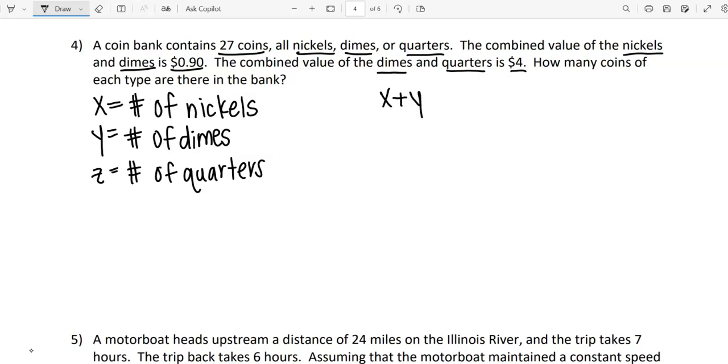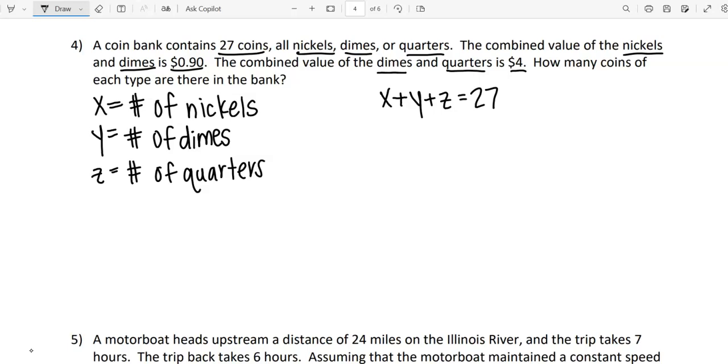Perfect. Equals, ooh, I wanted the first sentence, so the 27. You're close on the second one, though. How do I get the 27? Perfect. All my nickels, X, plus all my dimes, Y, plus all my quarters, Z, is going to equal 27.